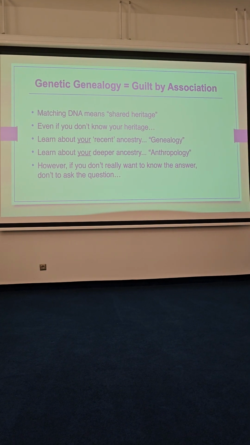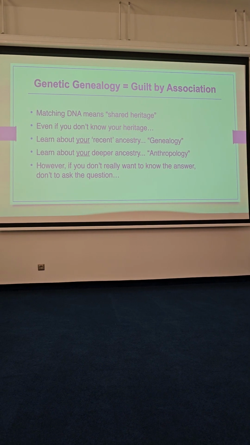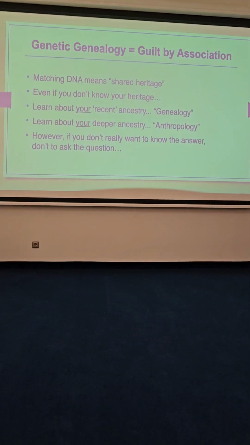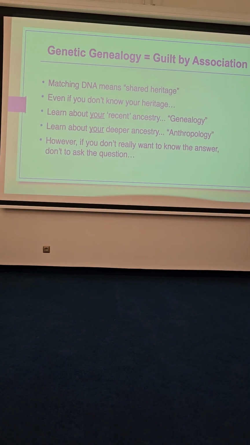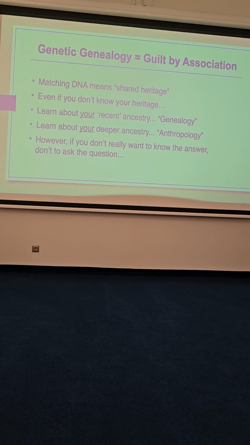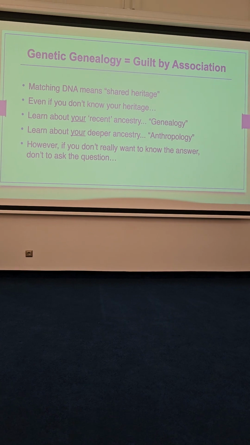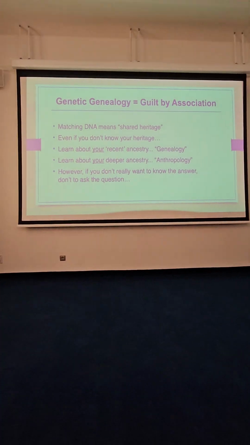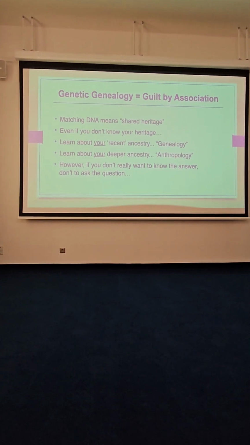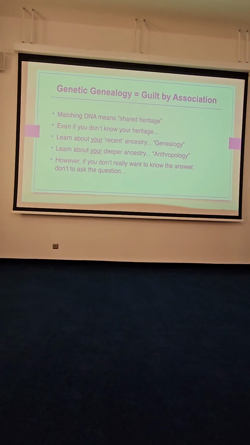Genetic genealogy is guilt by association. Matching someone means that you have a shared heritage, even if you have no idea what your heritage is. You can learn about your genealogy, we call that recent ancestry, genealogy. You also can look at your deeper ancestry, which we call anthropology. However, if you really don't want to know the answer to the question, don't ask the question.